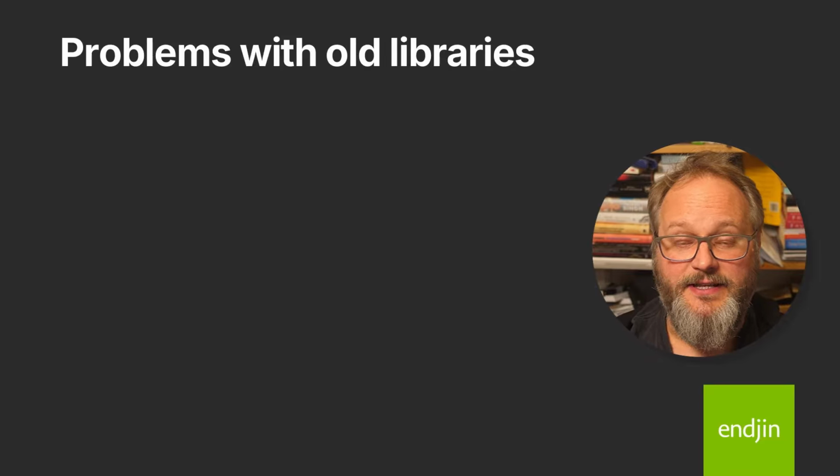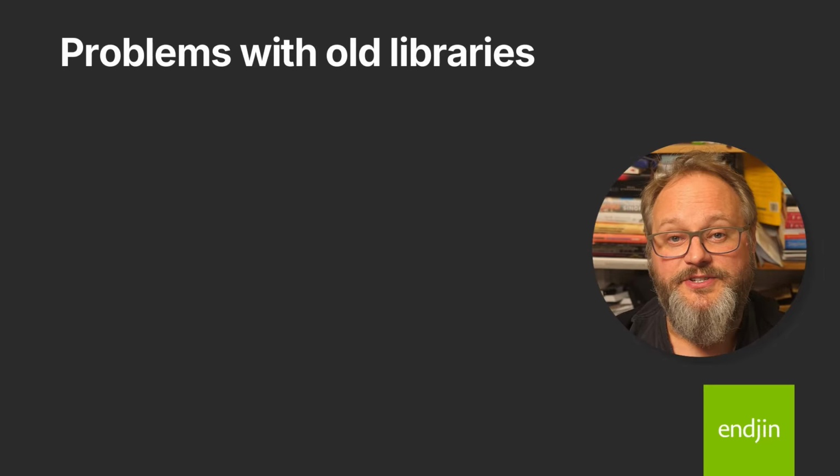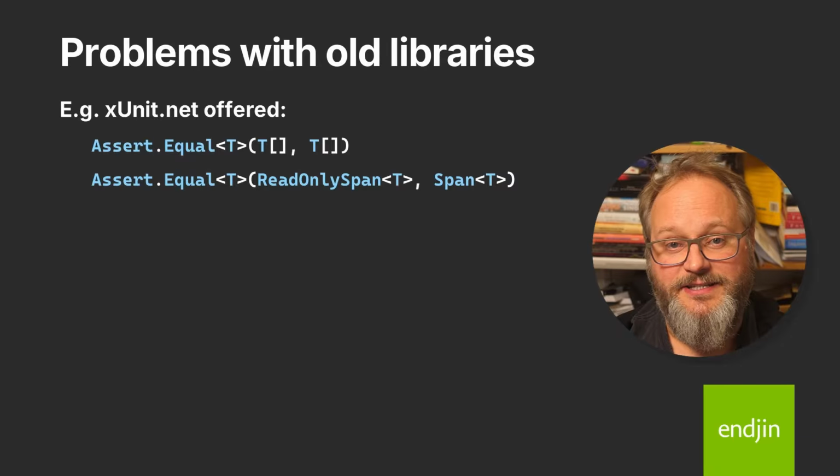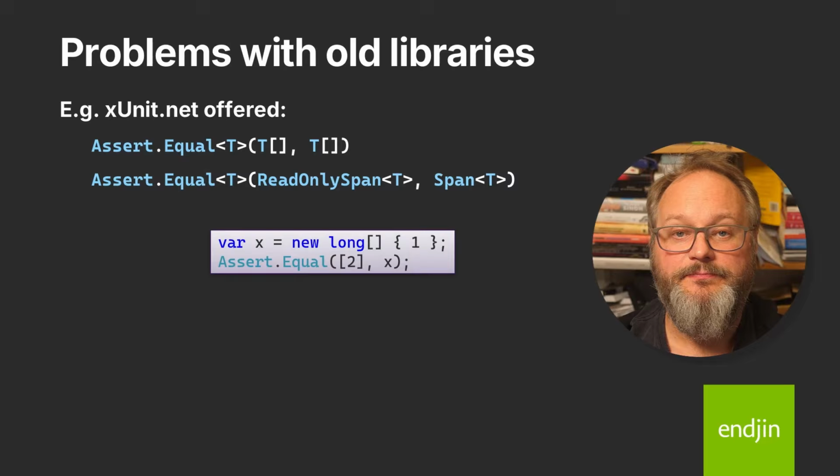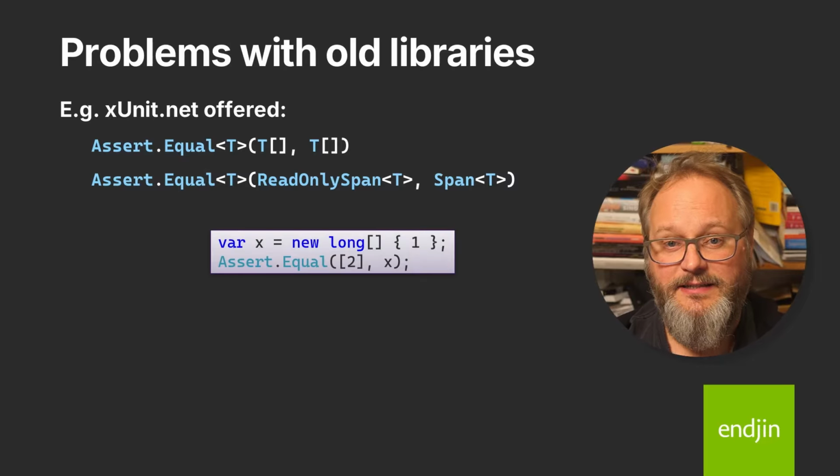Now, in fact, they fixed this before .NET 10 shipped, but if you're using older versions of their libraries, you could still encounter this. So the problem was that these two overloads existed of the Assert.Equals method. Now suppose you wrote a test containing this code. On C# 13, this would use the first overload. But now in C# 14, the built-in implicit conversion from array to span means that these two methods are considered equally good candidates, and so this is ambiguous.